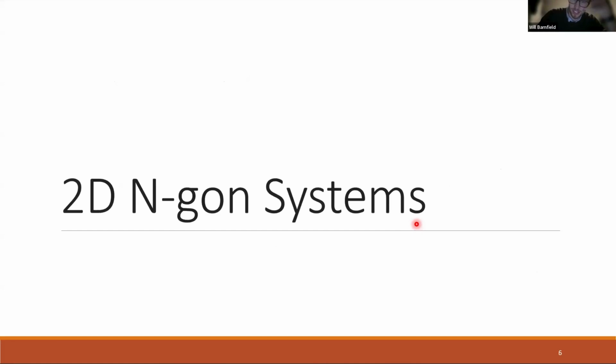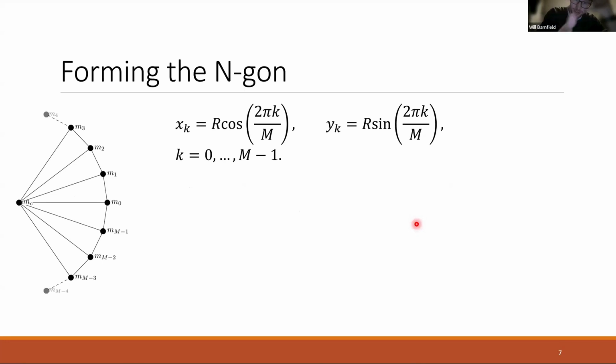So moving on to these 2D N-gon systems, which was the main topic. To form the N-gon structure, on the left is a schematic of the structure. The X and Y positions of these masses around what I'm going to call the rim of the N-gon are: X equals r cosine 2 pi k over m, and Y equals r sine 2 pi k over m. This is basically just taking discrete points around the circle.